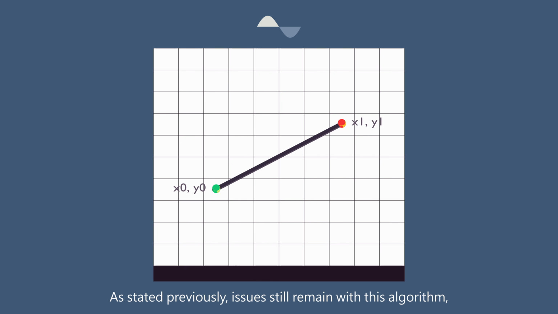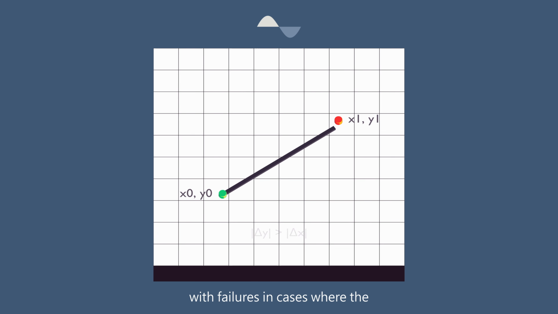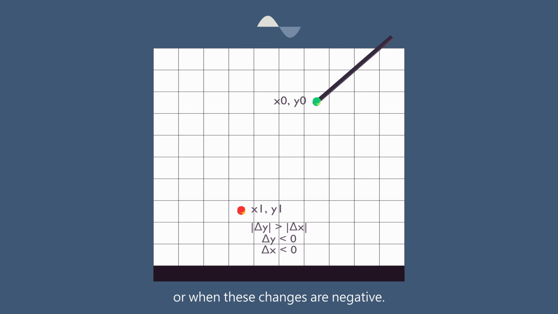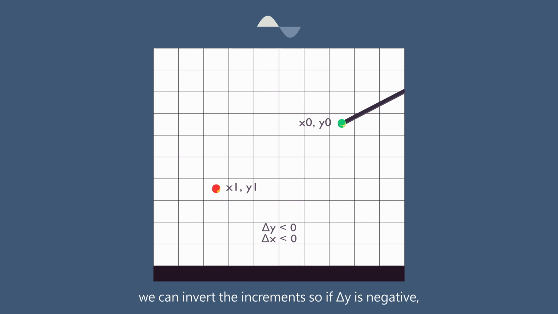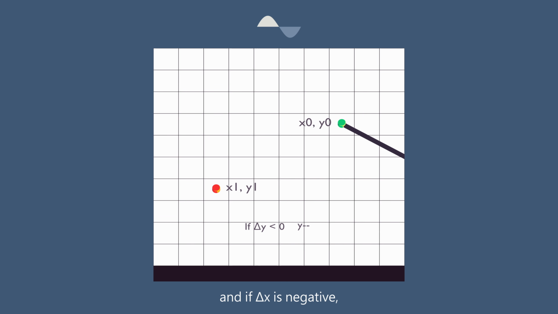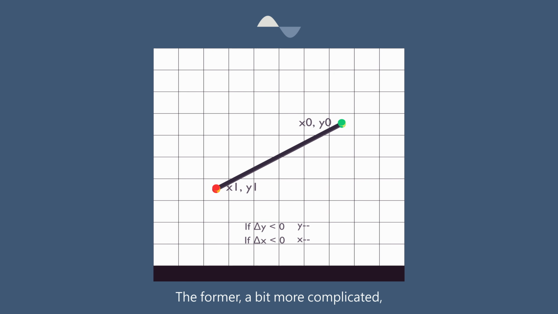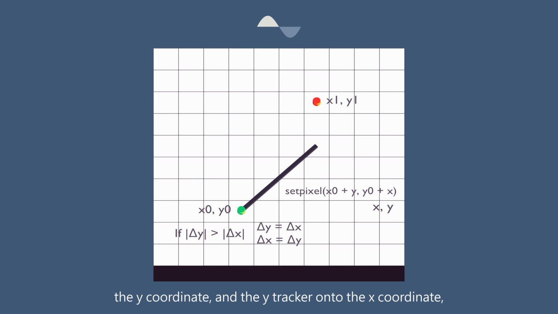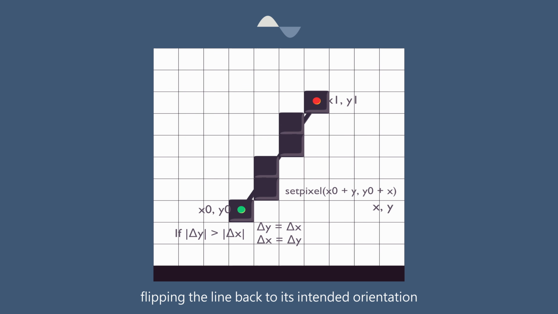As stated previously, issues still remain with this algorithm, with failures in cases where the absolute of delta y is greater than the absolute of delta x, or when these changes are negative. To fix the latter, we can invert the increments, so if delta y is negative, we instead increment downwards, and if delta x is negative, we increment to the left. The former, a bit more complicated, will see us flip delta x and delta y so that delta x is equal to delta y and delta y is equal to delta x, this acting to have the method treat the line as if delta x were greater. We can then iterate through the method as usual, but when drawing to a point on our grid, we will instead sum the x tracker onto the y coordinate and the y tracker onto the x coordinate, flipping the line back to its intended orientation.